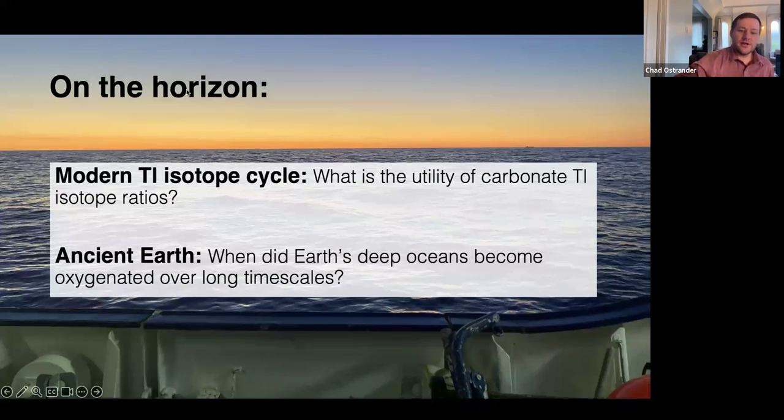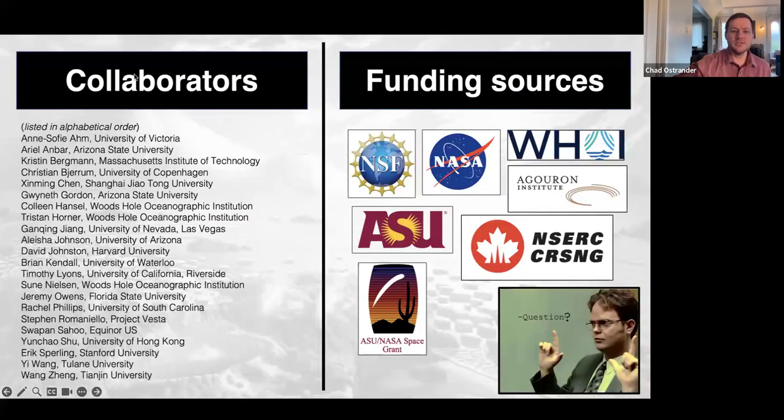That's a modern angle. The ancient angle is, we don't find evidence of widespread marine oxygenation during the Ediacaran. Well, when does that happen? So we're moving forward in geological time to find out when that ventilation event is. When, for the first time, do you have, over long time scales, oxygen accumulating in wide areas of the deep ocean?